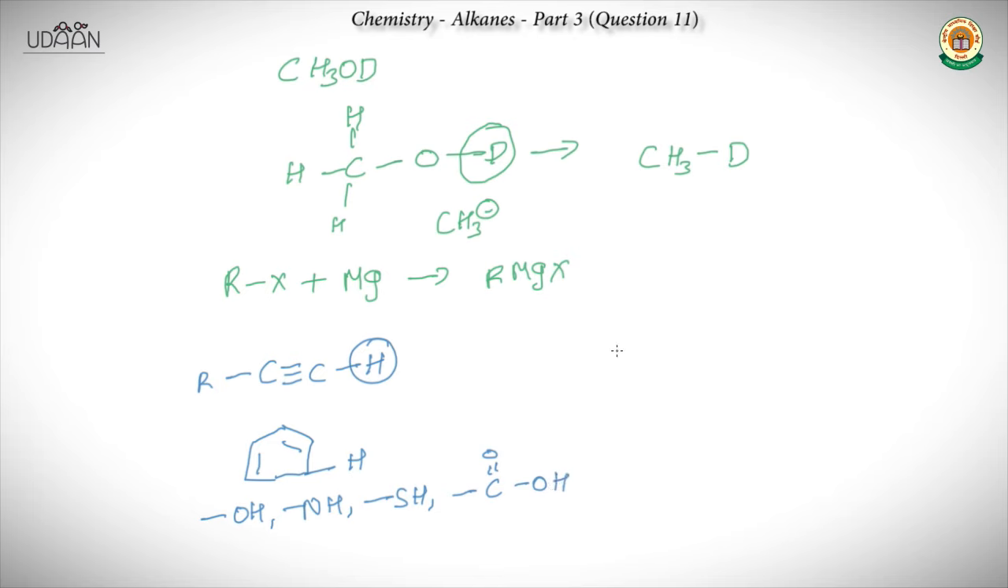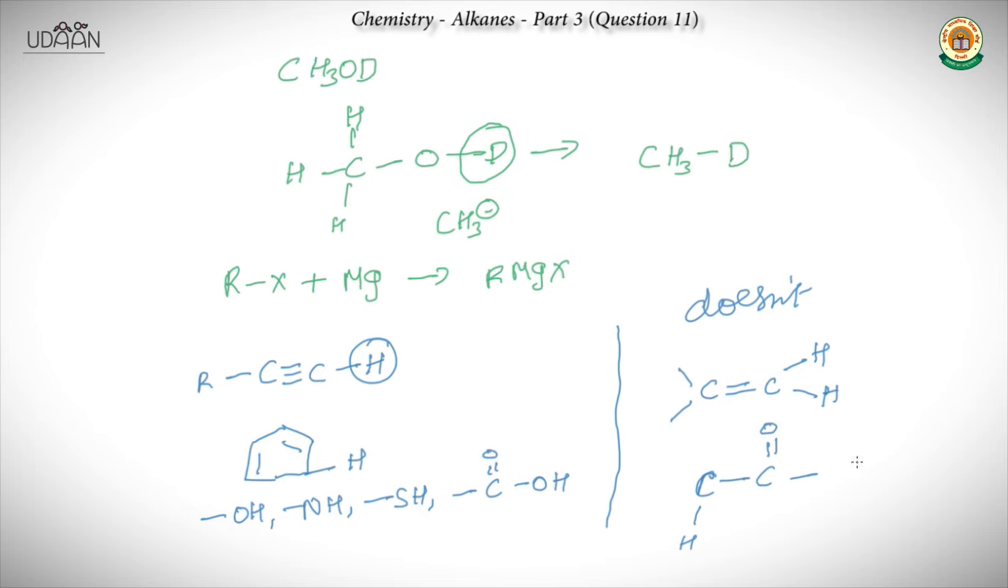Now, I want you to memorize these things because these are based on the pKa values, I mean, the extent to which these release H plus ions. Now, Grignard doesn't accept hydrogen in these molecules, like alkene, or alpha hydrogen of the carbonyl compound. This is acidic, but it's not acidic enough for Grignard to accept this hydrogen.